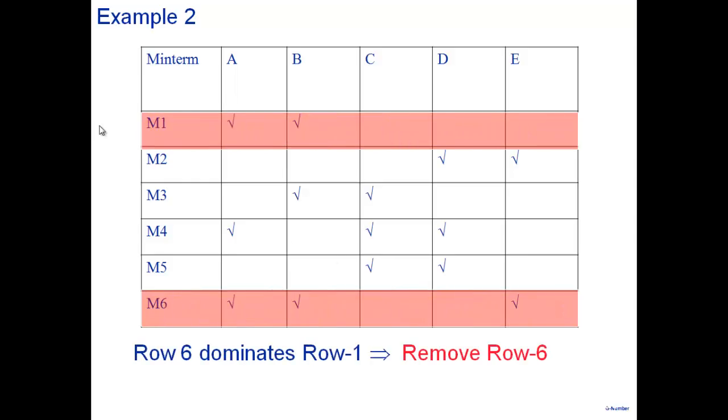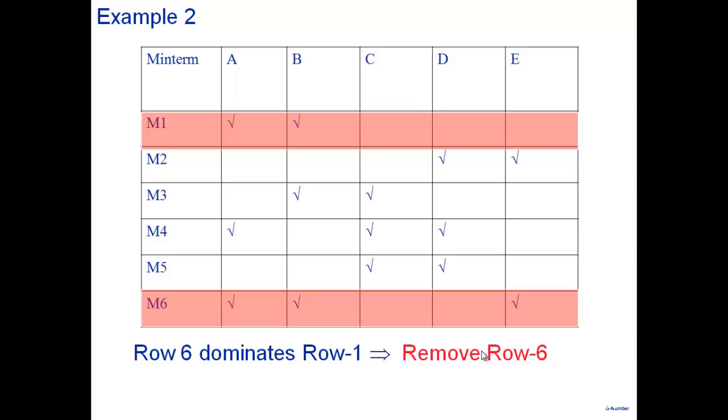Look at M1 and M6. Let's examine these two rows. The method says row 6 dominates row 1. Dominates in the sense that every term that is there in row 1 is also there in row 6, but there is something in row 6 which is not there in M1. So row 6 dominates row 1. Correct? So that definition is clear. And it says if row 6 dominates row 1, remove row 6.